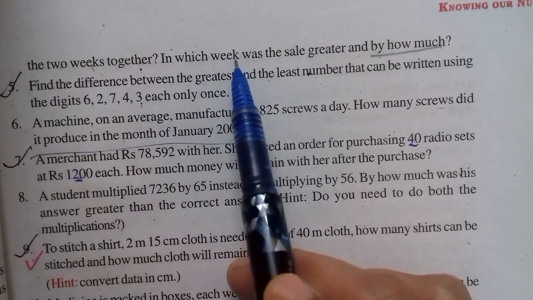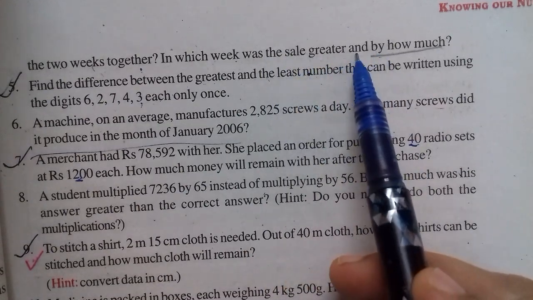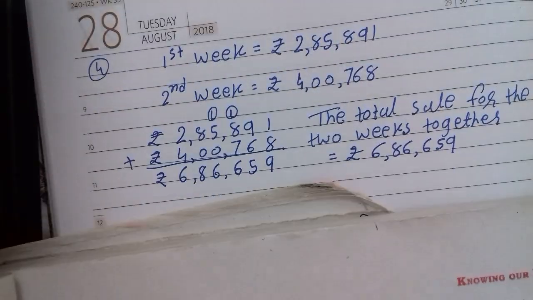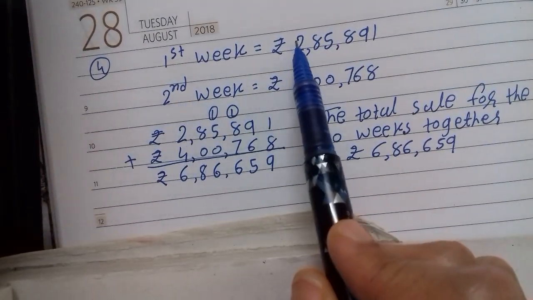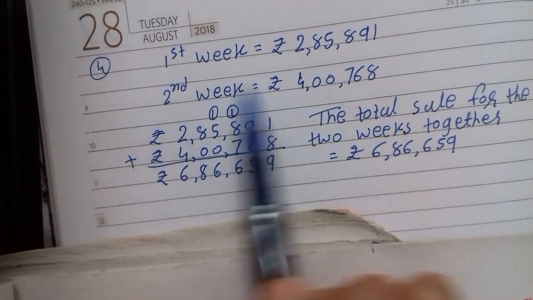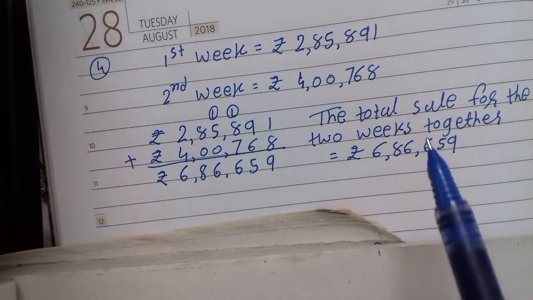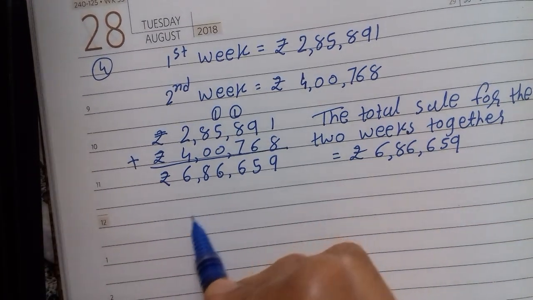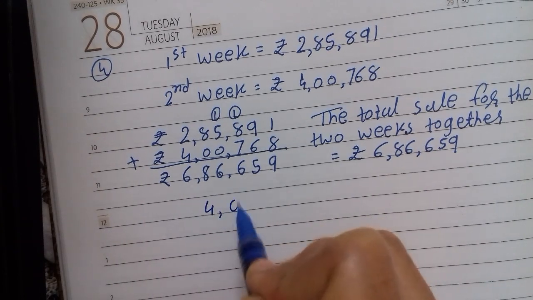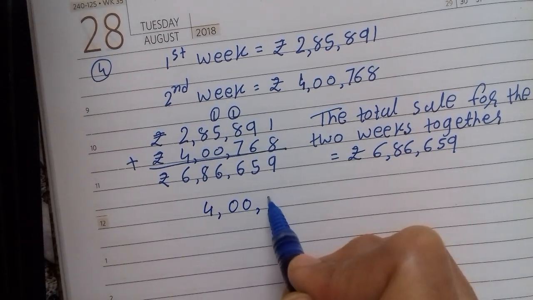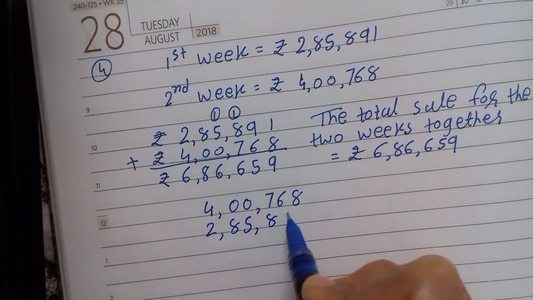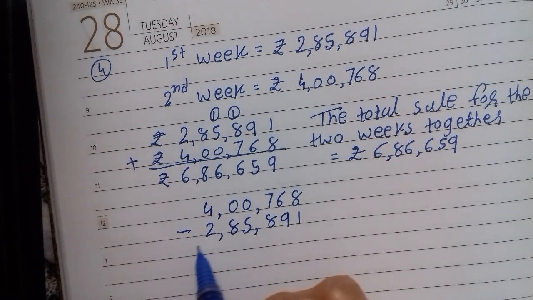Now in the same example, next question, in which week was the sale greater? You can see in the second week the sale is greater. Here from 2 weeks, in the second week the sale is greater. By how much? So we will do subtraction, we will subtract 2,85,891 from 4,768.